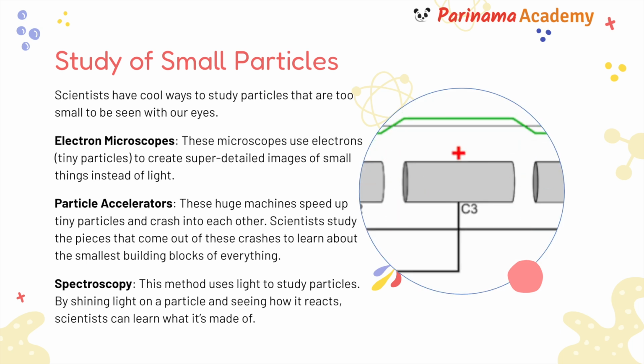Scientists have cool ways to study particles that are too small to be seen with our eyes. Electron microscopes. These microscopes use electrons instead of light to create super detailed images of small things. Particle accelerators. These huge machines speed up tiny particles and crash them into each other. Scientists study the pieces that come out of these crashes to learn about the smallest building blocks of everything.